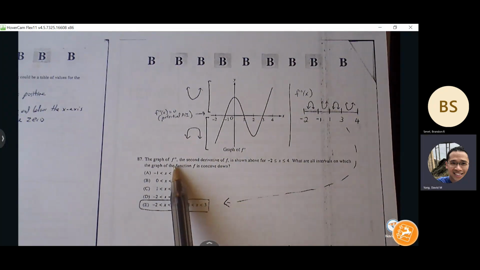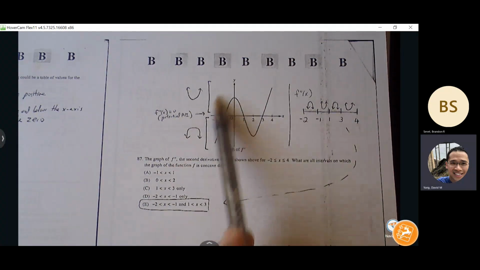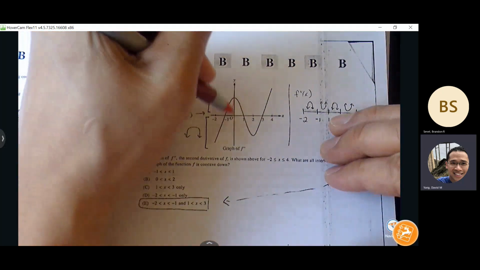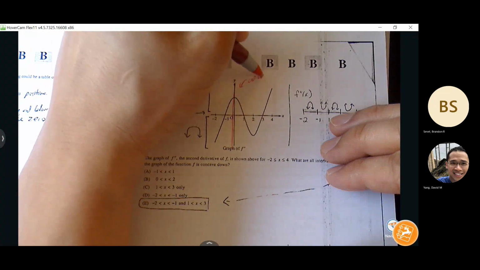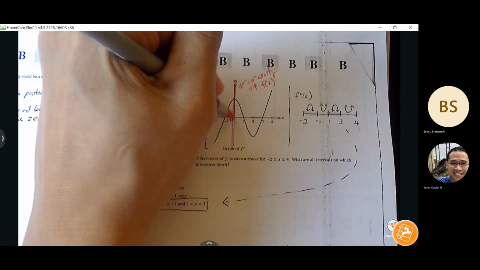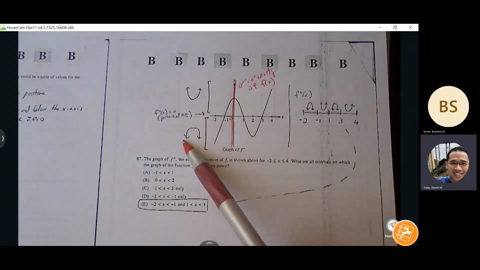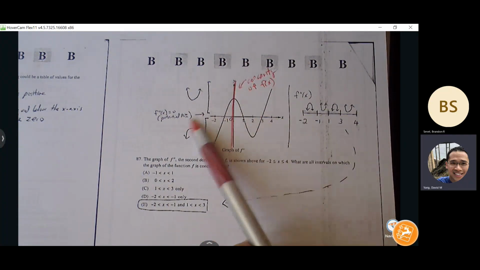Okay, 87, we have the second derivative graph shown. So understand that on the second derivative graph, the y-axis represents concavity of the original graph. So anything above the x-axis is going to mean concave up. Anything below the x-axis is concave down. Anything on the x-axis is a potential point of inflection.